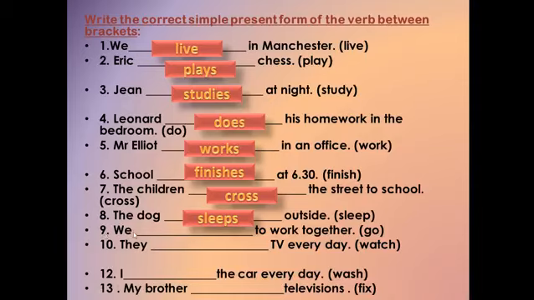Now, number 9. We to work together, and I have go. We go to work together. Why go? Because my subject here is a we, so the verb in the present simple stays as it is. We go to work together, and this is a habit, so I use the present simple.